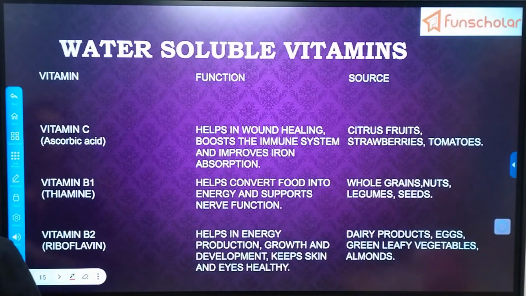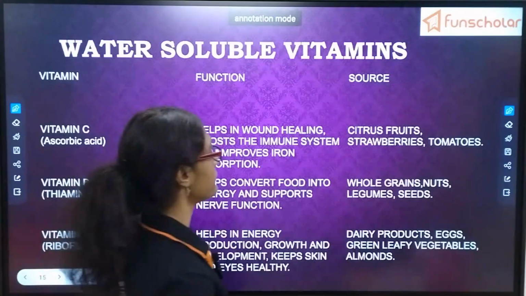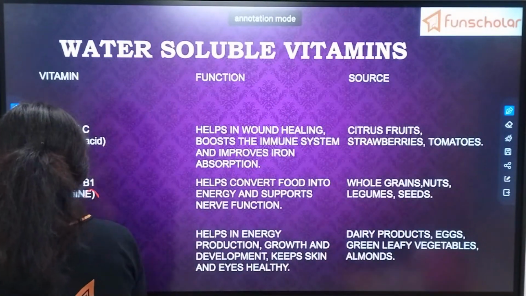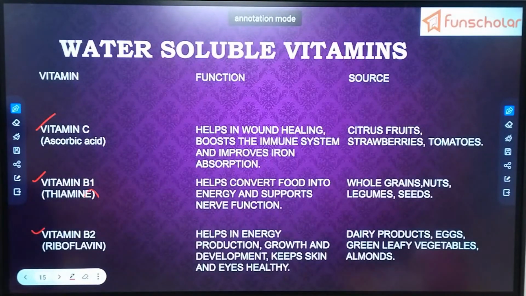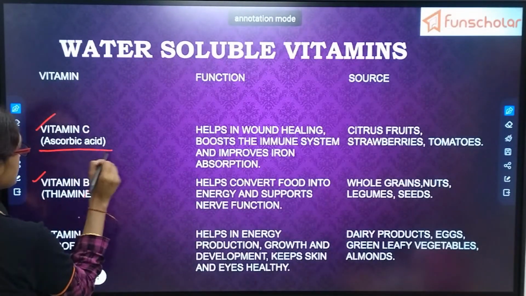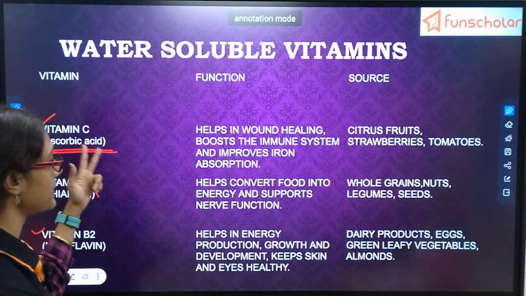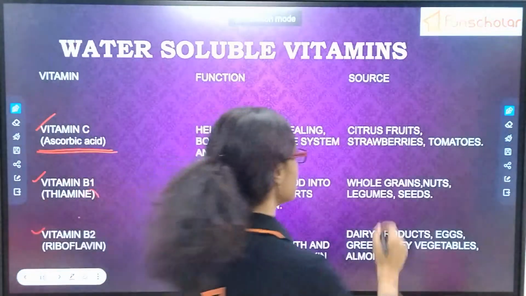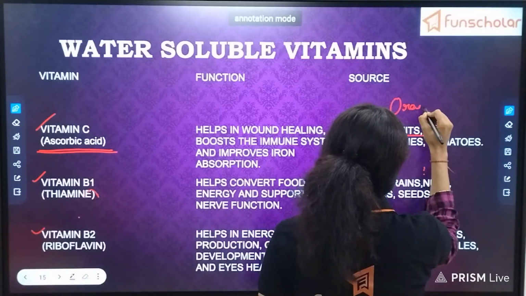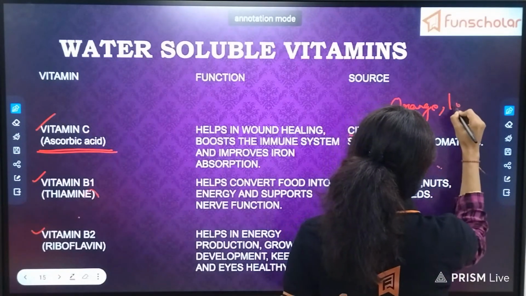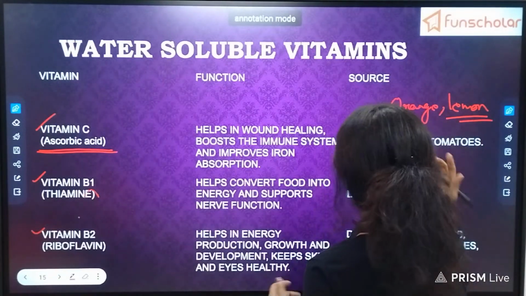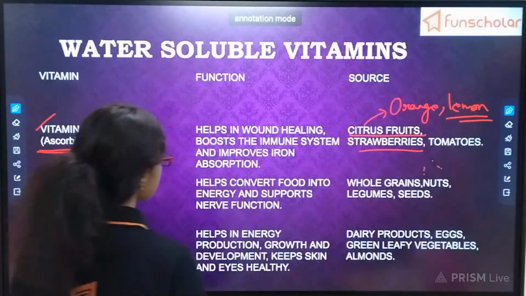Chalo, done. Now, functions of water soluble vitamins. There are 3 types of vitamins given. This is the last slide we will be reading today. Vitamin C. Another scientific name of vitamin C is ascorbic acid. It is found in citrus food, like orange, lemon, strawberries, etc. Why is it necessary?